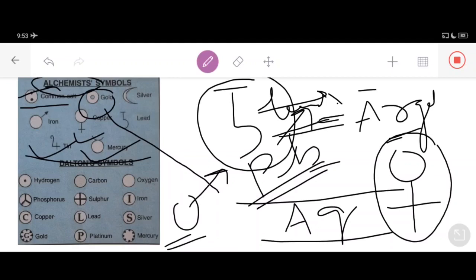As far as modern chemistry is concerned, modern symbols are totally based upon IUPAC, the International Union of Pure and Applied Chemistry. In the next video lecture, dear students, we are going to discuss Dalton symbols. Dalton was actually the first scientist to use symbols for elements in a specific sense. We will discuss Dalton symbols in the next video lecture, dear students.